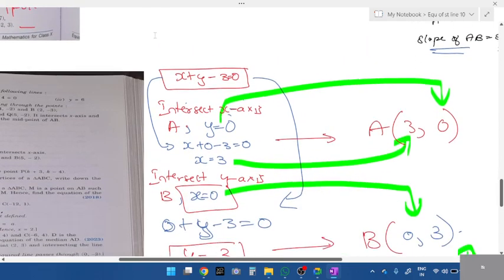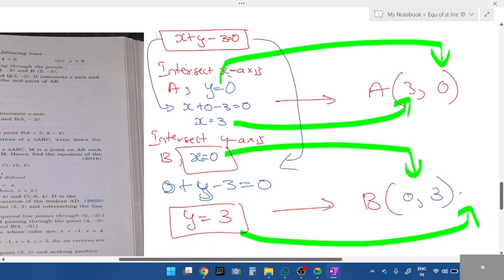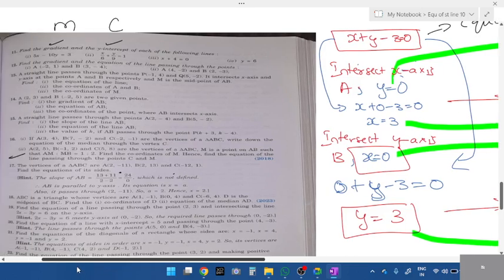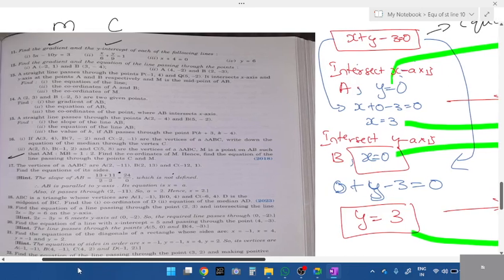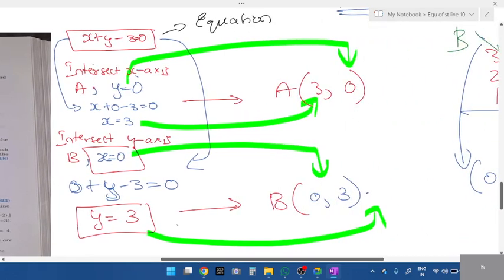So first thing, use the two-point equation to find the equation of a straight line. Using that equation, this is the equation we got. What does the question say? It intersects the x-axis and y-axis. So find the coordinates of A and B. Once you find the coordinates of A and B, you have to find the midpoint.